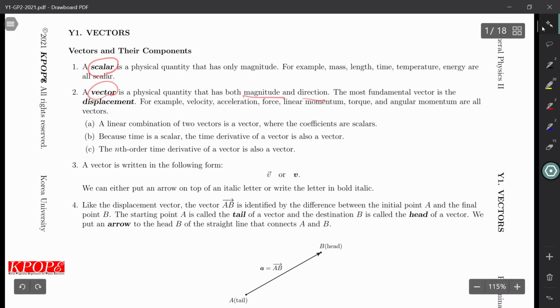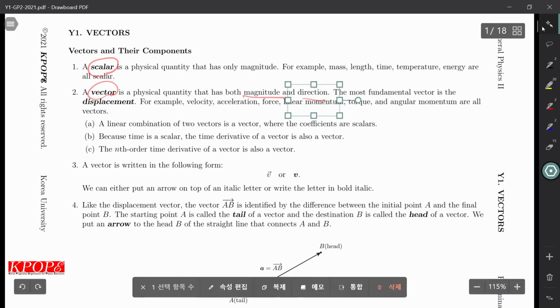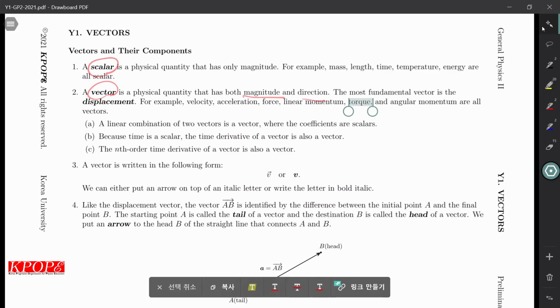We also have vectors. A vector has a magnitude and direction. The most fundamental vector is the displacement. The displacement is defined by one point and another point. This is called the displacement in space. Velocity is also a vector. Displacement is called delta x, and we put an arrow on top of x. Delta x is the displacement, and it is a vector.